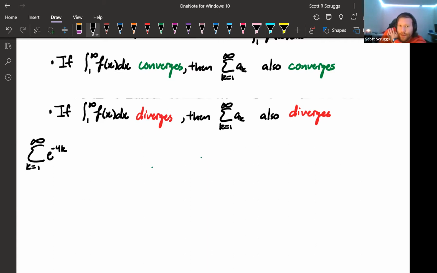Okay. So let's say this is the series that I want to work with. Let's say I'm not told anything. I'm just told to check if the series converges or diverges. First thing that I would note to check if the improper integral is doable is to check the antiderivative of it and see if it's doable to do.